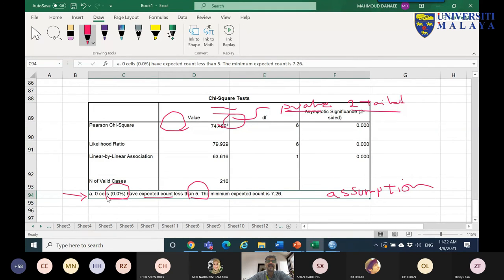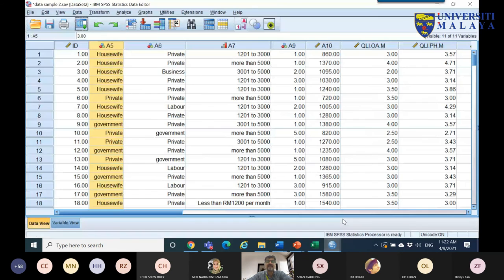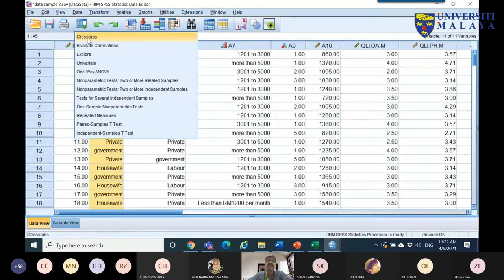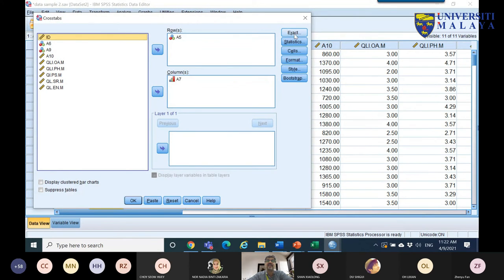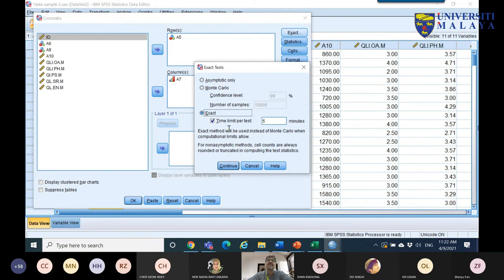If there are some cells that have expected count less than 5, then you cannot report this p-value. If you see a message that some cells have expected count less than 5, you need to run another test. And what is that test? Under crosstab, under exact, we have the exact test, or Monte Carlo. But the common technique is the exact test.